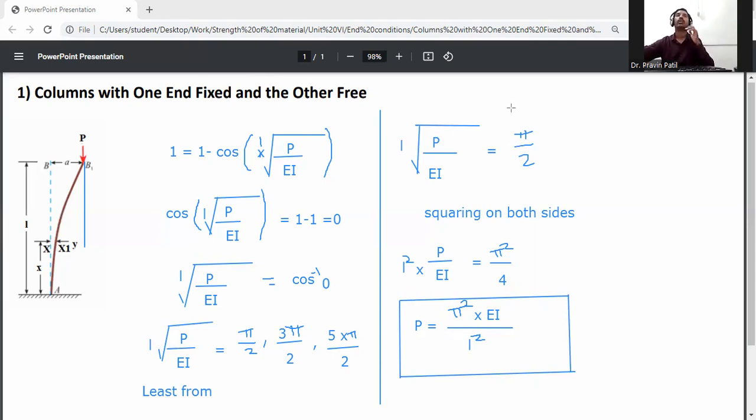Then when one end is free and the second end is fixed, for that Euler's crippling load is pi square EI by 4 L square. Okay. So this one is Euler's crippling load when one end is fixed and the other end is free.